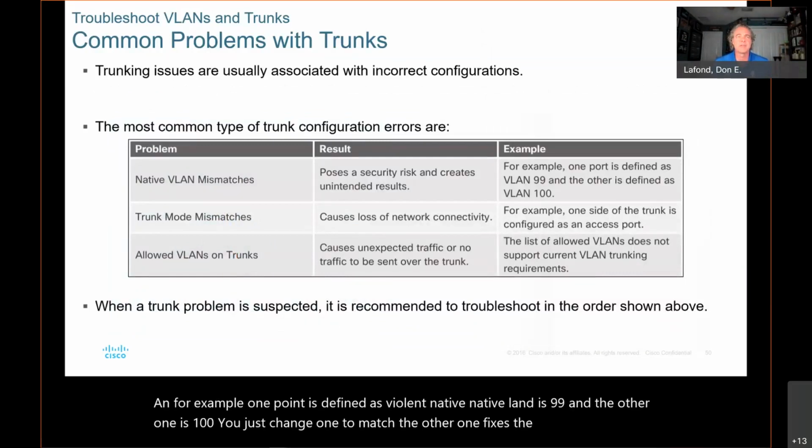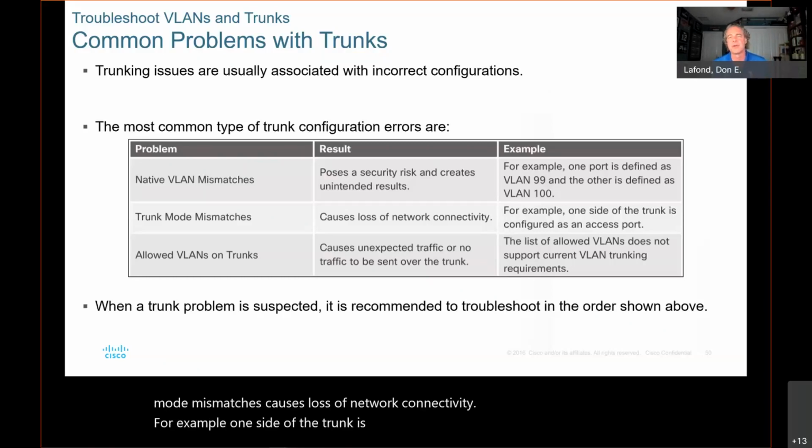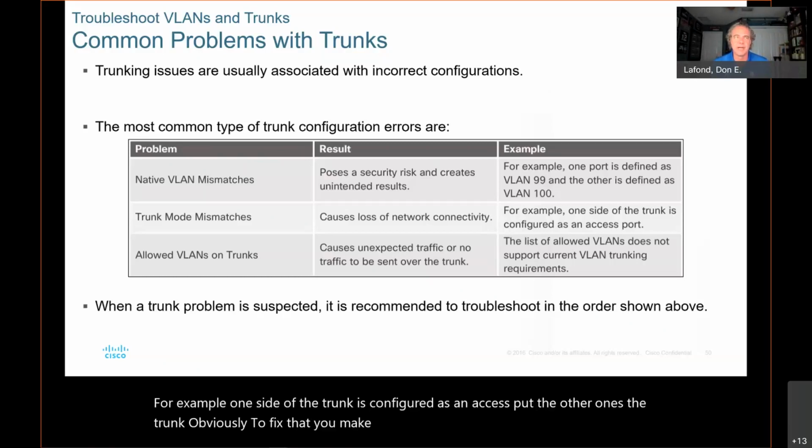Trunk mode mismatches cause loss of network connectivity. For example, one side of the trunk is configured as an access port, the other one's a trunk. Obviously, to fix that, you make the access port a trunk port on a switch going to another switch.